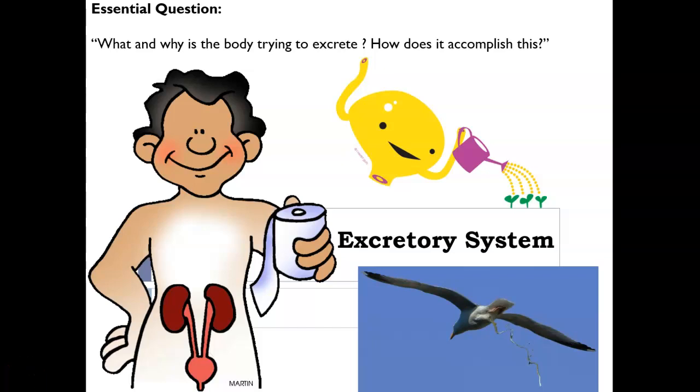Hey bio students, today we're going to talk about the excretory system. We are going to talk about what and why your body is trying to excrete. You probably are like, I already know, Miss Armstrong, we are trying to get rid of pee, but why is your body trying to get rid of it, and what is urine, and how do we accomplish this?